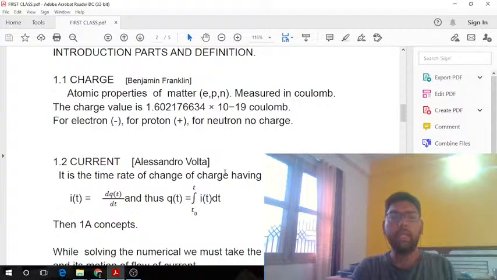Its unit is ampere. That is given as I(t) = dq/dt, and thus q(t) = ∫i dt. Then the 1 ampere current, 1 ampere concept.